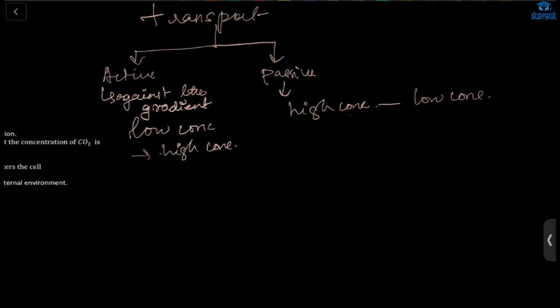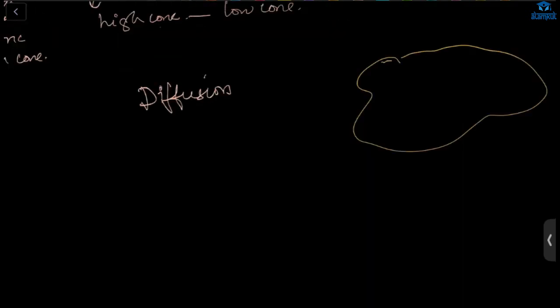In passive transport we have diffusion, and osmosis is a special kind of diffusion. Osmosis is the movement of solvent from high concentration to low concentration through a semi-permeable membrane.